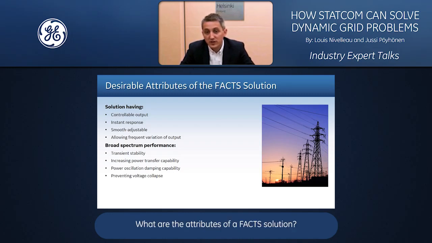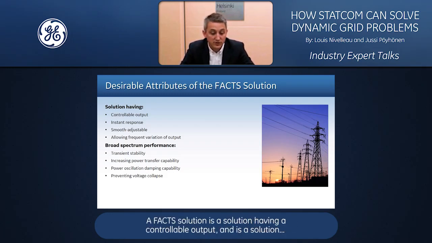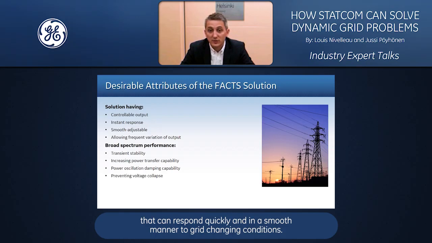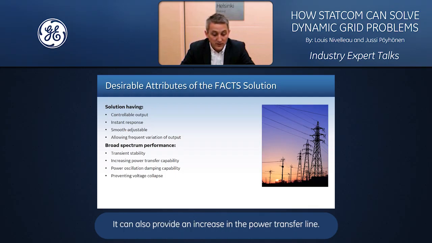What are the attributes of a FACS solution? A FACS solution has a controllable output and can respond quickly and in a smooth manner to changing grid conditions. It also offers a broad spectrum of performance like transient stability. It can also provide an increase in the power transfer of a line. It can also provide power oscillation damping, and eventually it prevents the voltage from collapsing.